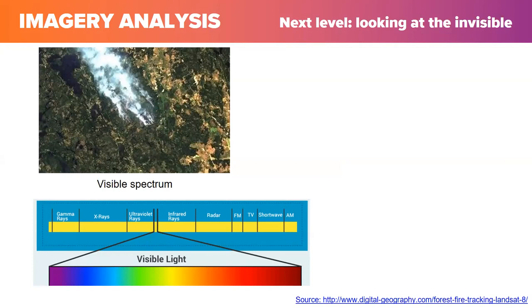To get a deeper insight, we should take a look beyond what a human eye can see and analyze other parts of the spectrum, like ultraviolet, infrared or radar. As you can see in this chart, the visible light, visible meaning that the human eye can perceive it, represents only a very narrow range of the whole electromagnetic spectrum. But fortunately, modern technology is able to capture the other parts of the spectrum for us.